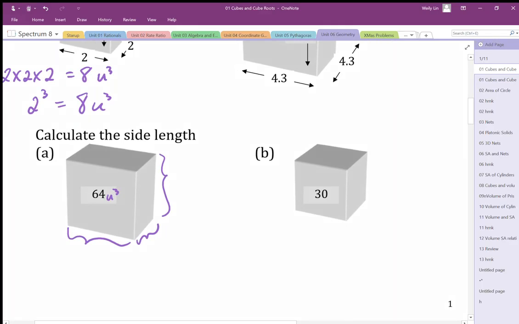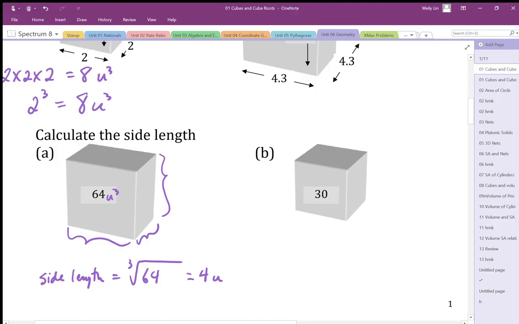I can take this 64, so the side length is equal to the cube root of 64. And some of us know how to do this in our heads. The answer is going to be 4, 4 units of length.